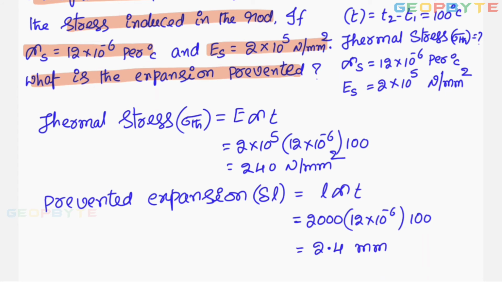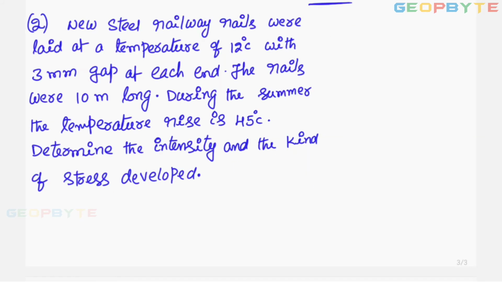That is about the problem. This much amount of expansion is prevented. While this much amount of expansion is prevented, the stress developed in the steel is 240 Newton per mm square. Let us take one more problem. Next problem.